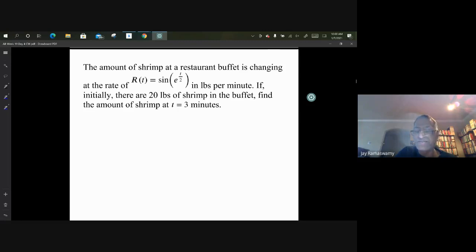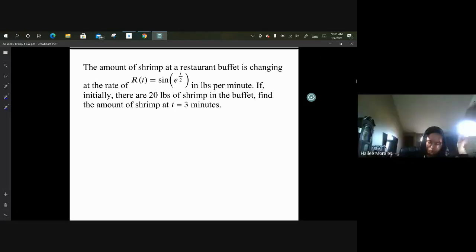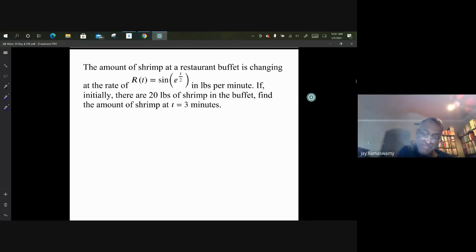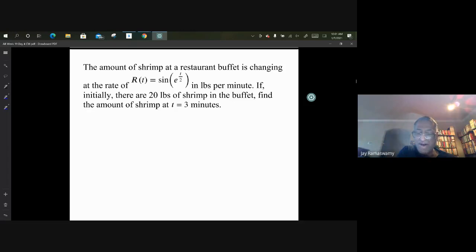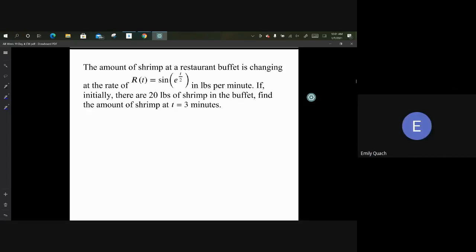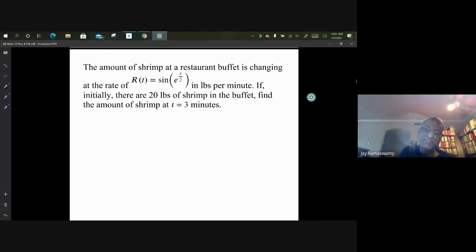This is from the first semester, but I'm emphasizing a concept. Read it with me. By the way, that's page 22. The amount of shrimp at a restaurant buffet is changing at a rate of R of t in pounds per minute. Stop. From the first semester, we have a word problem, and we have a rate. Who remembers how we set up these problems?